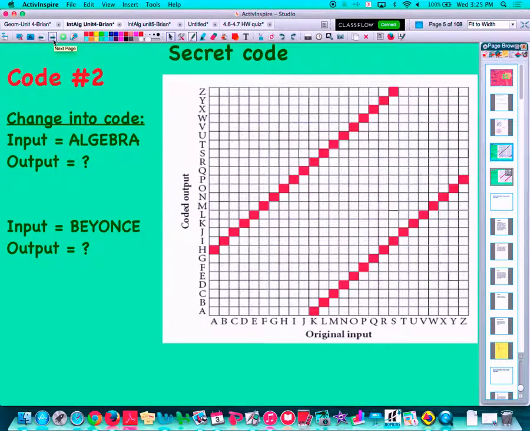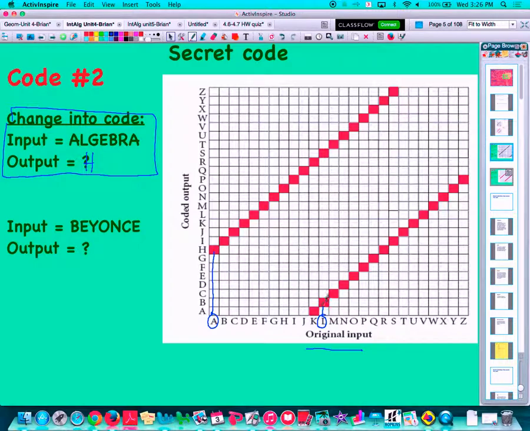So let's go to code number 2 now. Code number 2 is the same example, but it's a different code. It's the same idea, but it's a different code. So if you look here, we start off with the input algebra. I'd like you to write this down next to code number 2, input algebra. And then we're going to figure out what the output would be. So if we input algebra, remember now we're back to the input again, so we're going to go down on the bottom, that's where our inputs are. The letter A is right here, so follow that up, and that goes with H for an output.